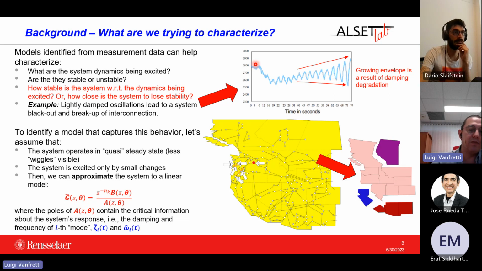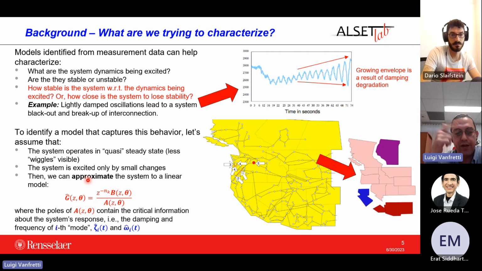And then if we assume those two things, we can approximate the system to a linear model in discrete time. So instead of S, we have Z, and G hat is the estimated transfer function of the system from an input to an output. And so in G hat(z, theta), where theta is the parameters that we need to estimate, we will find inside of theta the critical information of the system dynamics, which, for example, is all of the modes with estimated damping and an estimated frequency.